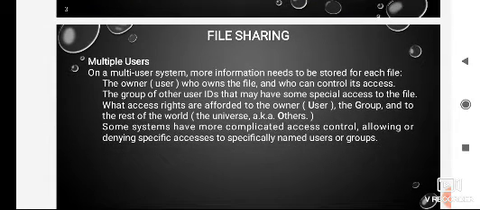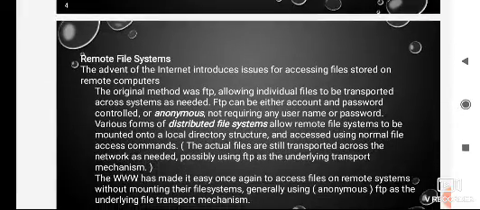Then file sharing. File sharing is nothing but the multi-user system. More information needs to be stored for each file: the owner who owns the file and who can access it, and the group of other user IDs that may have some special access to the file. What access rights are offered to the owner, the group and to the rest of the world. Some systems have more complicated access control, allowing or denying specific access to specifically named users or groups.